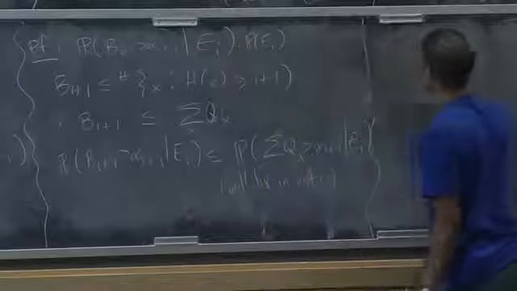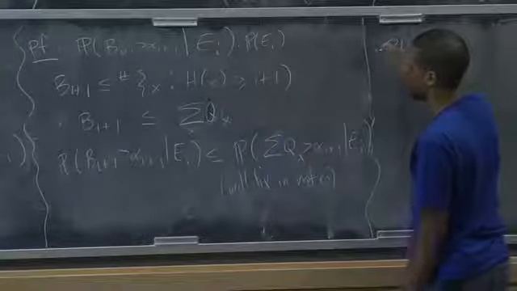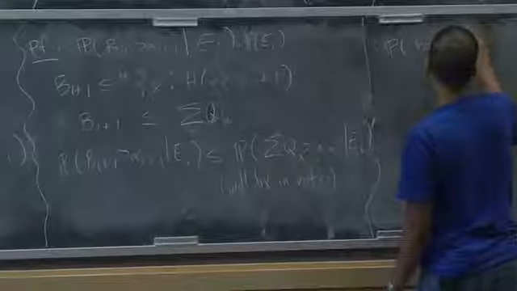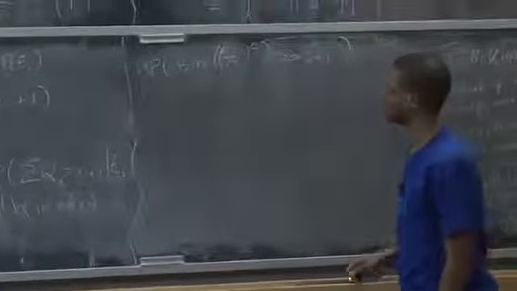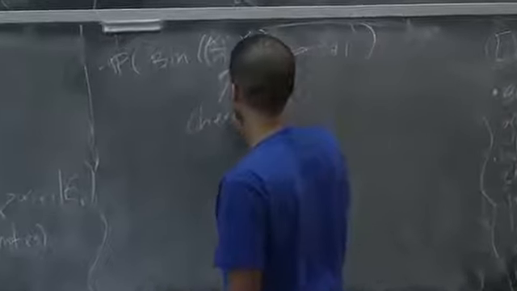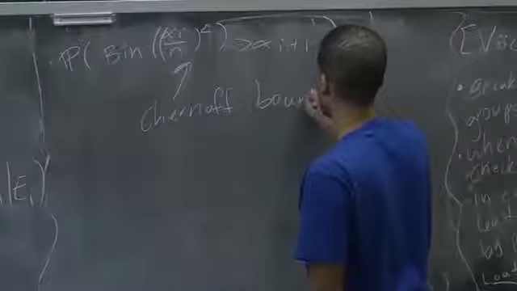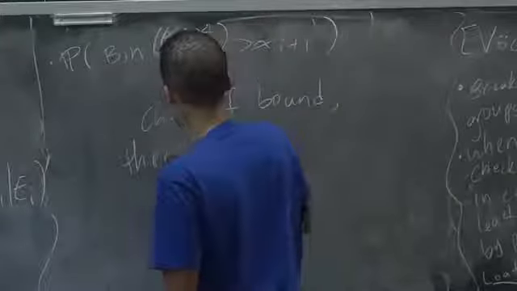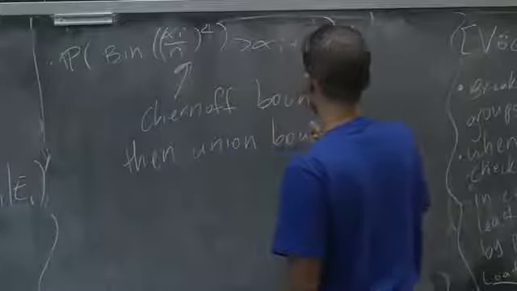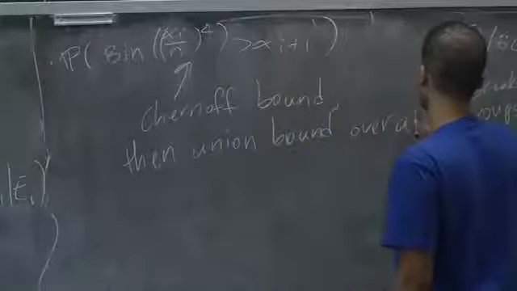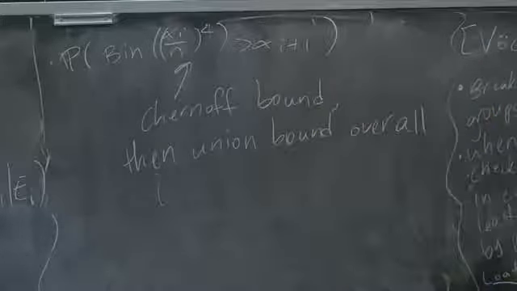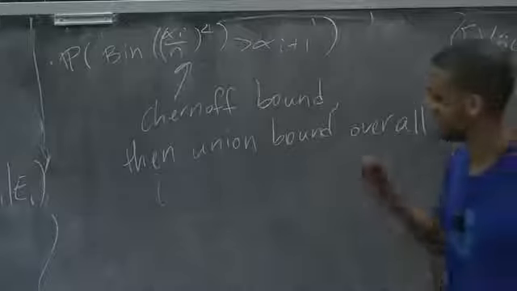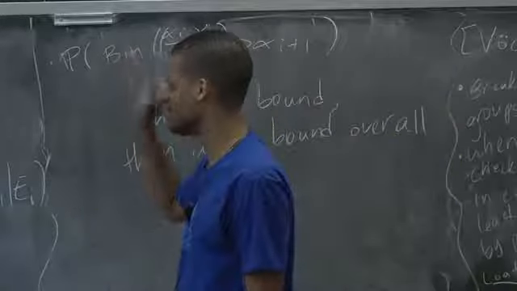So now, what's the probability that Bin(alpha_i, 1/n squared) is bigger than alpha_{i+1}? This is the Chernoff bound. Then you union bound over all i. And that's basically how it goes. Sorry, I guess the main tricky thing, which now is escaping my mind, is exactly this.